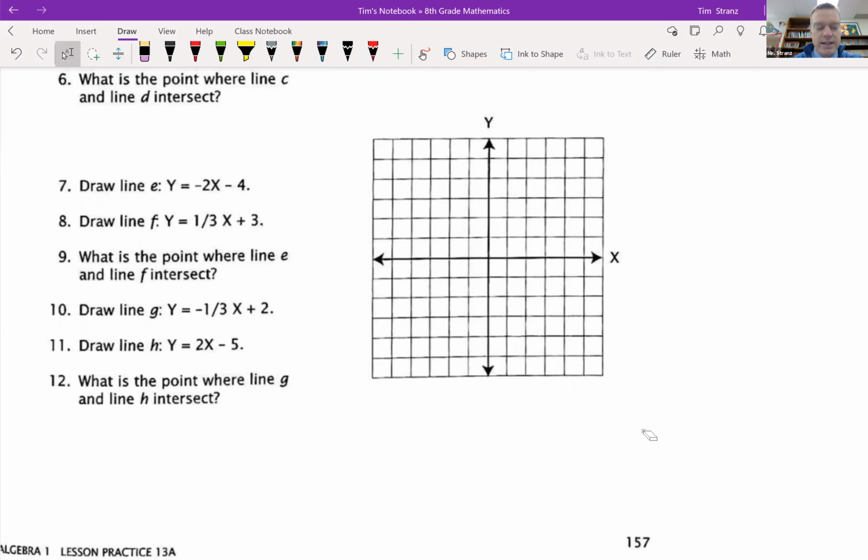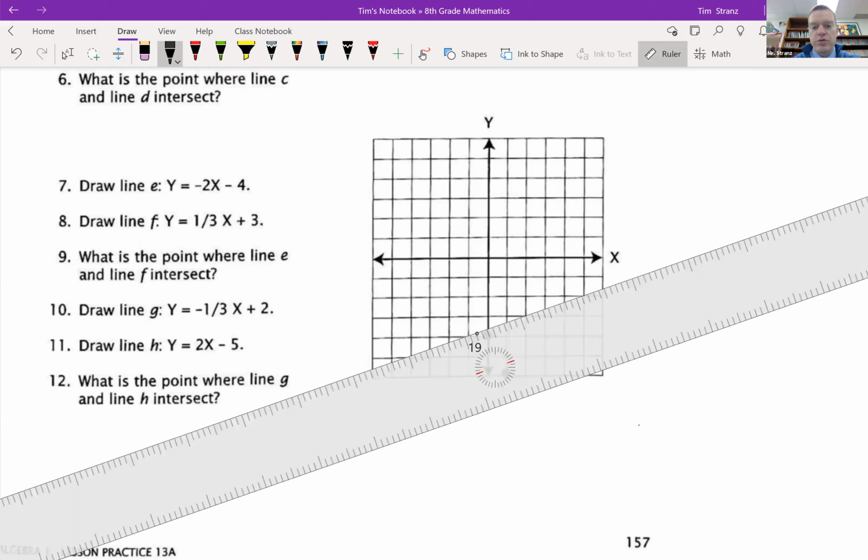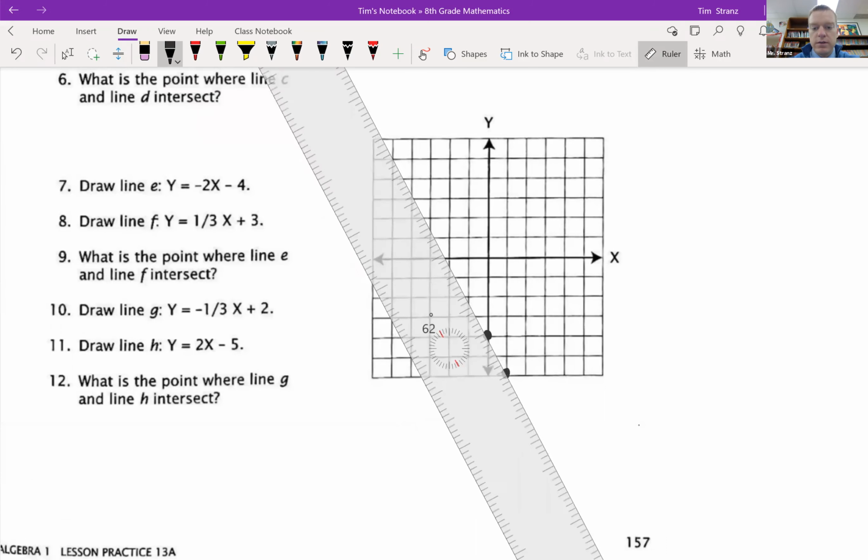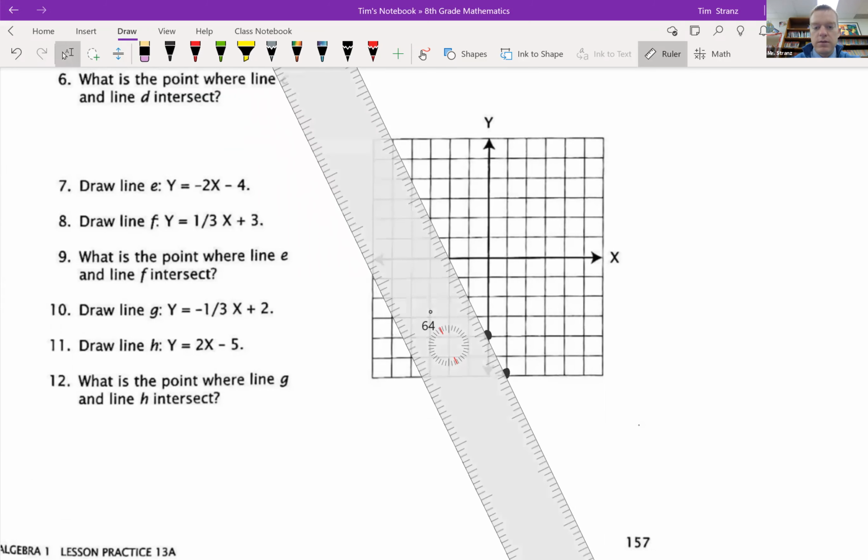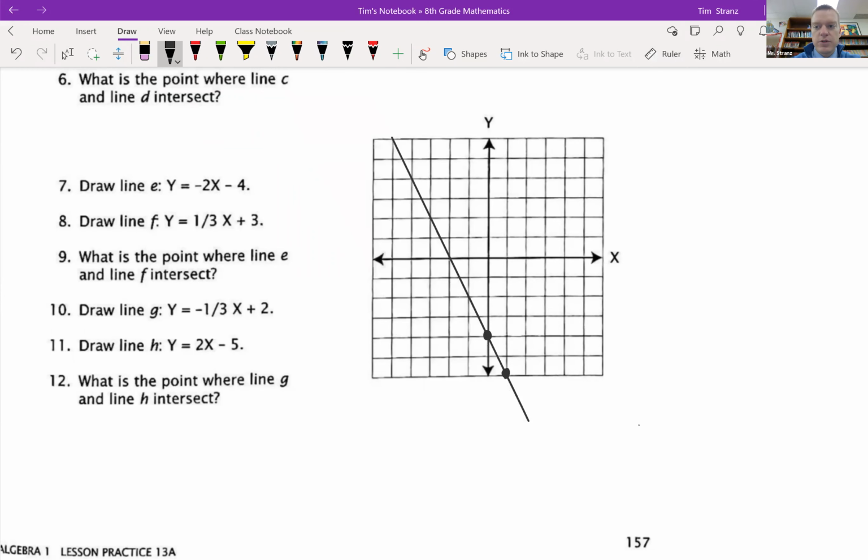So line E, it says y equals negative 2x minus 4. So I'm going to start with my y-intercept, which is a negative 4. So 1, 2, 3, 4. My slope is a negative 2, so I'm going to go down 2 over 1. I'm going to go ahead and draw my first line. Okay, there's my first line.